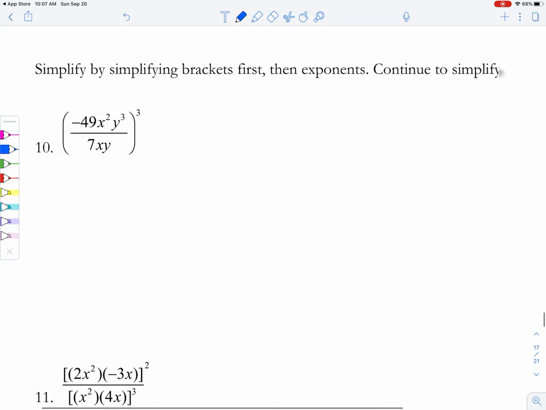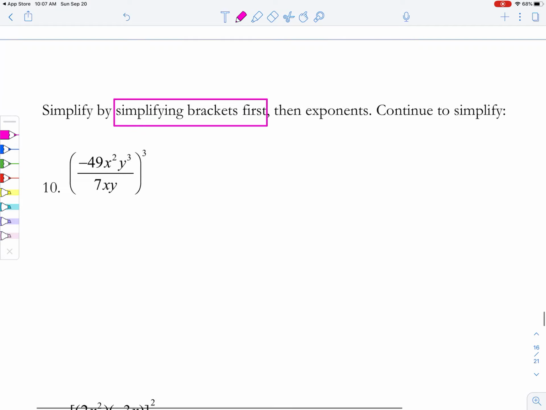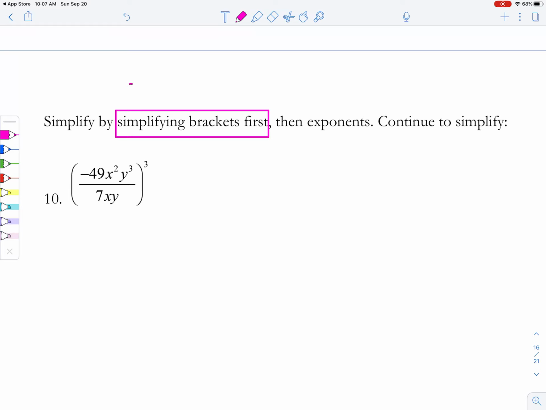Question 10, the instructions: simplify by simplifying brackets first, then the exponents. When it says simplify the brackets first, it means simplify what I call the guts of the brackets, the inside of the brackets. So the first thing in this question is we're going to simplify the guts, and then we're going to cube it.